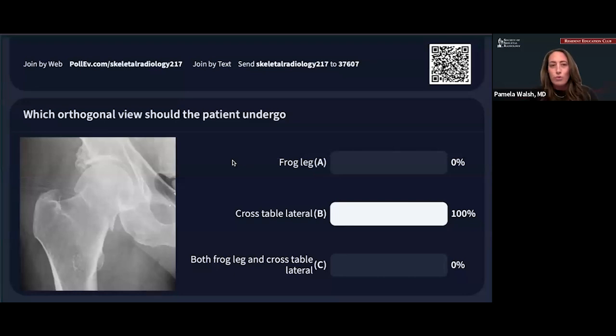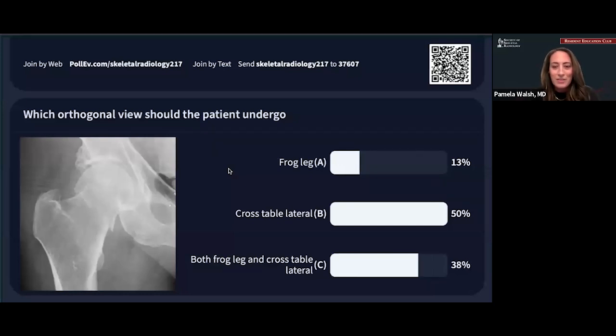So let's start with our first question. We have this X-ray here, and say the ER calls up and asks, what additional imaging should we do aside from this X-ray? Okay, so we're a little split.